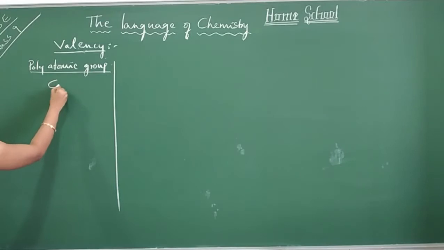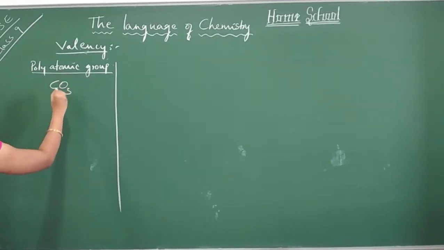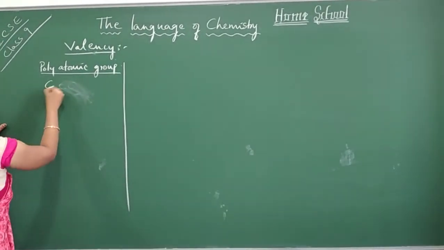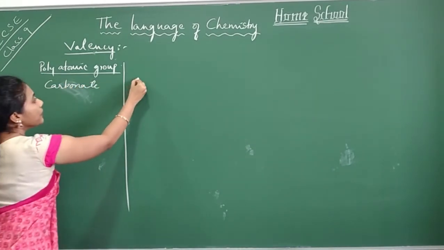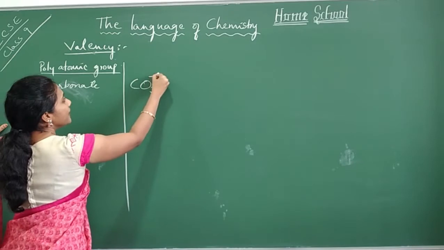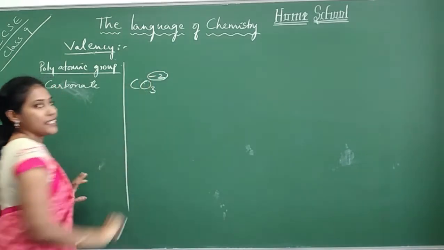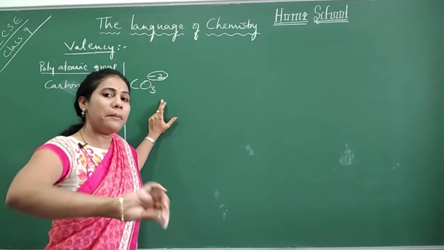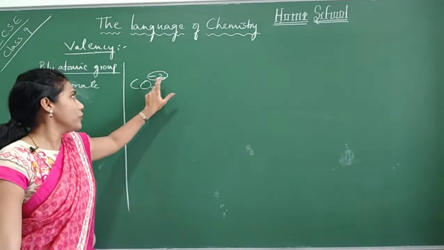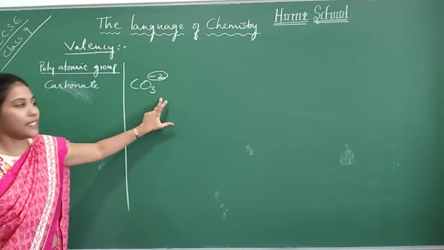Say the very first and important group, CO3. Let me write it like this. Its name is the carbonate group. Carbonate group, we write it as CO3 minus 2. So minus 2 is the valency. The charge itself we call the valency. It may be a positive charge or negative charge. Minus 2 is its valency.